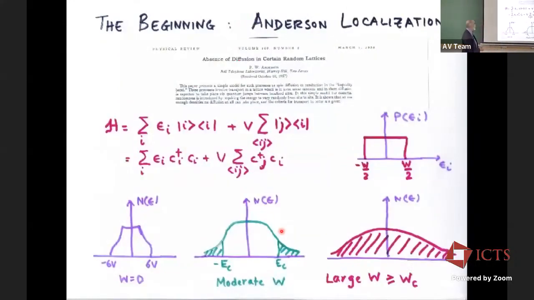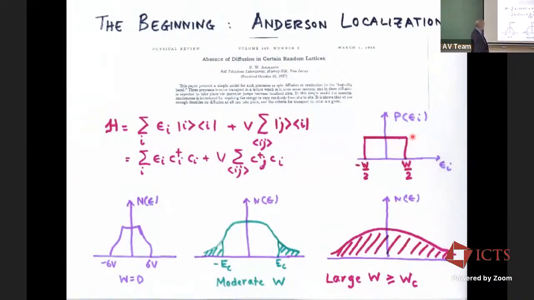So again, the beginning of the story starts with Anderson's paper in 1958, or it was actually submitted in '57, accepted in '58, which consists of a tight binding lattice. In his case, he just considered a three-dimensional cubic tight binding lattice with nearest neighbor hopping and disordered on-site energies, which were drawn randomly from a uniform distribution between minus W/2 and plus W/2.